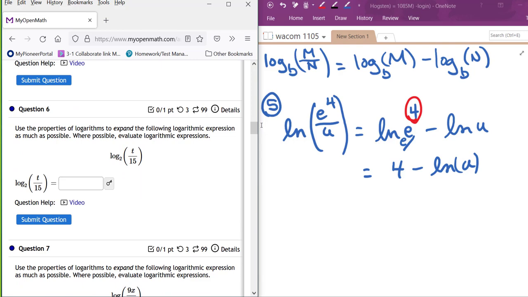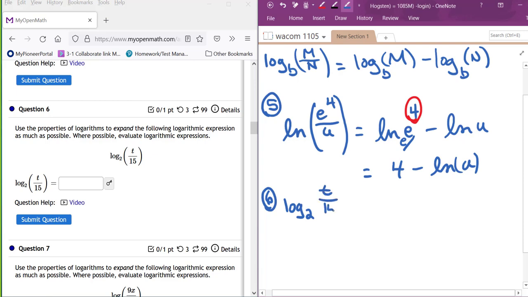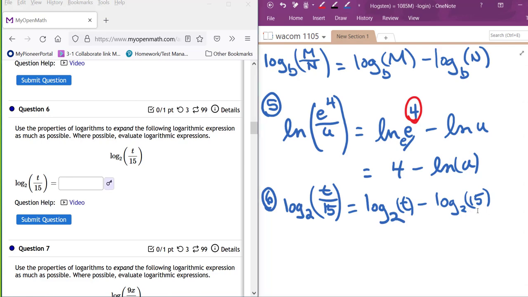And 6 is going to be a nice standard problem, just plugging in. But we'll do it to have another one on here. So log base 2 of t over 15 equals log base 2 of t minus log base 2 of 15. And there's nothing else you can do. You can't rewrite t in terms of 2 to a power or 15. So that should be our answer.